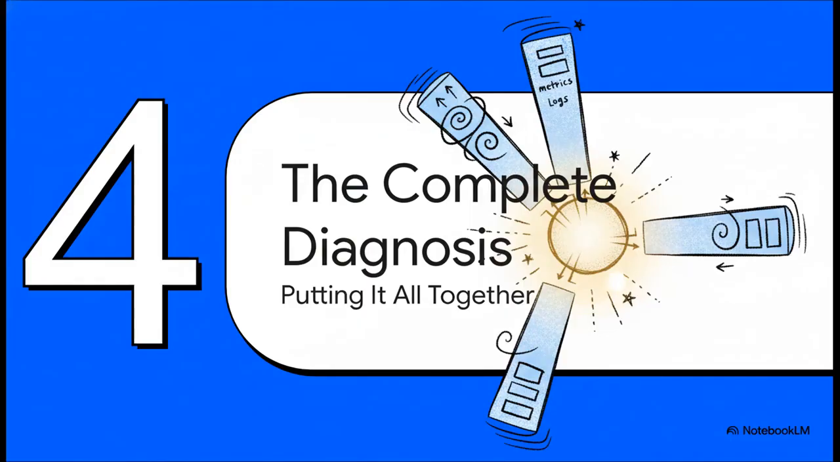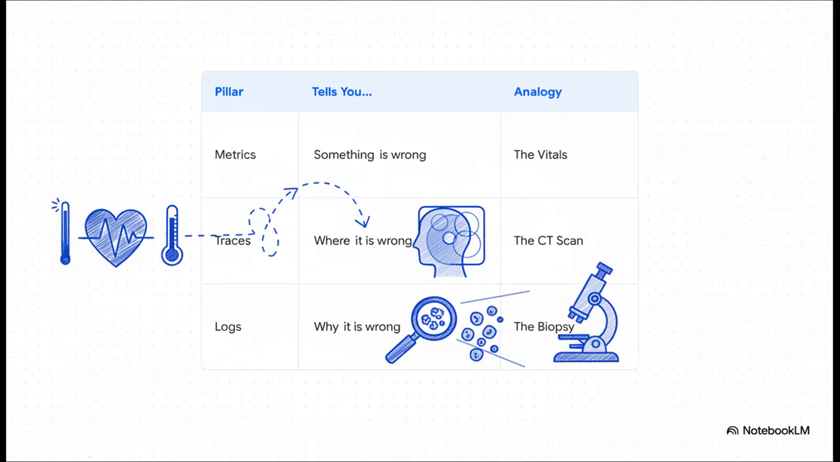And this is where it all comes together. Each pillar is useful on its own, for sure, but their true power, the real game changer, is when we combine them to get a complete diagnosis. So let's just quickly recap this whole philosophy. Metrics are the vitals. They tell you that something is wrong. Traces are the CT scan. They show you where it's going wrong. And finally, logs are that detailed biopsy. They reveal exactly why it's all going wrong.